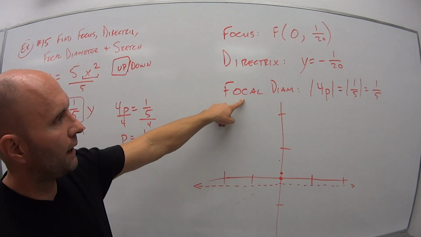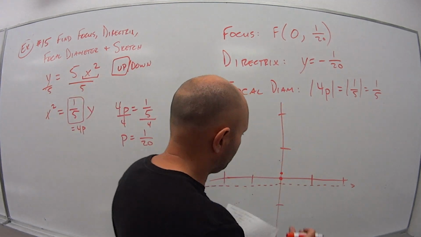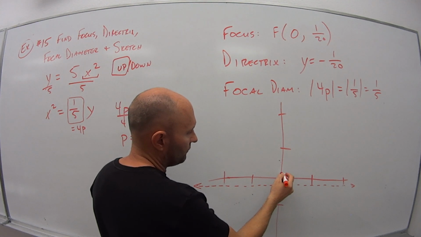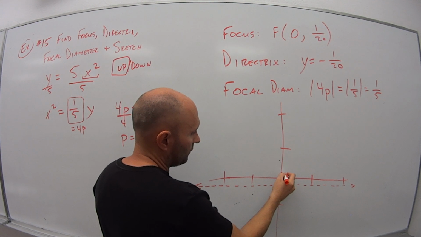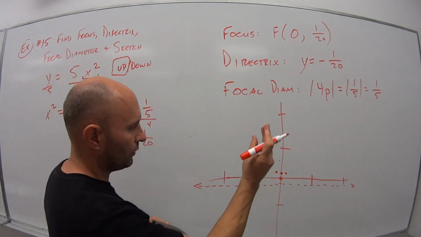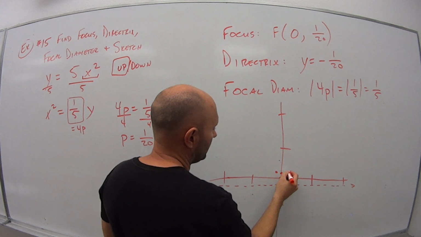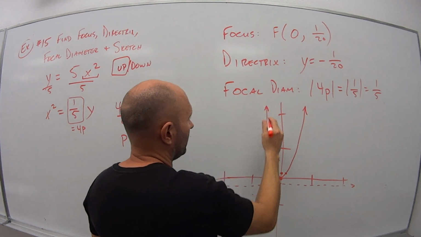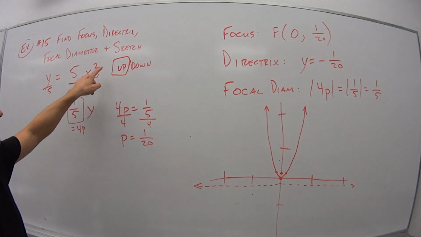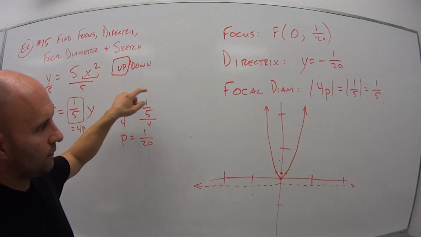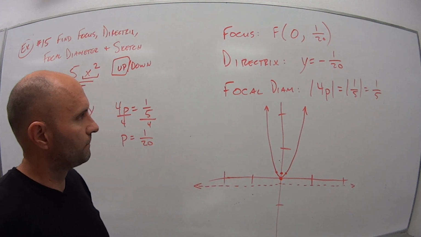And then the focal diameter is 1/5, so that means from my focal point, if I move out a distance of 1/5, that's the point that the parabola is going to go through. So you can see it's a very skinny parabola that's pointing up. And that's what we expected, a parabola pointing upward. So that gives us that picture there.